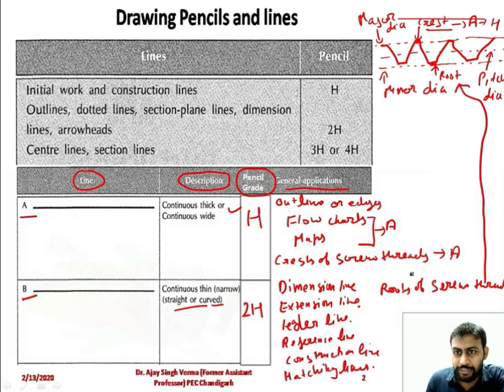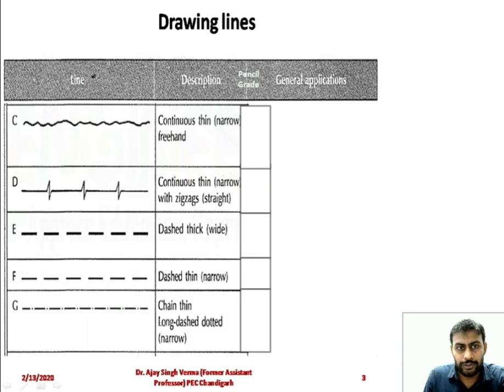So these are represented with the help of the B type pencil. The B type pencil is your contour thin or narrow, straight or curved line. So these all are lines which on your sheets will be plotted with the help of the contour thin line, and this contour thin line will be represented with the help of the 2H pencil. Clear? In the next slide, you can see a line, a description of the line, what pencil we will use here and what the application of the line is.